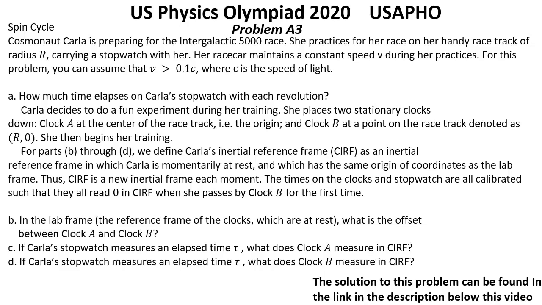Question B. In the lab frame, the reference frame of the clocks, which are at rest, what is the offset between clock A and clock B? Question C. If Clara's stopwatch measures an elapsed time tau, what does clock A measure in CIRF? Question D. If Clara's stopwatch measures an elapsed time tau, what does clock B measure in CIRF?